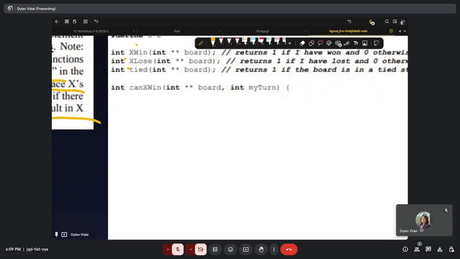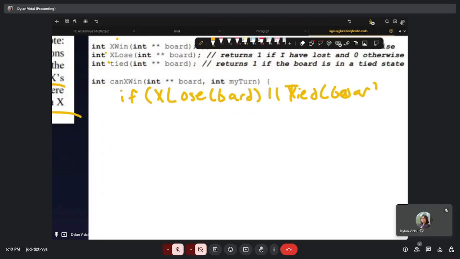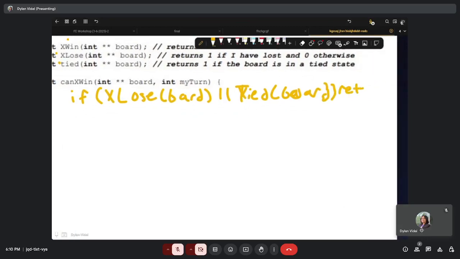What do we need to do when we start a recursive function right off the bat? It should be like clockwork. Base case. So what are our two base cases here? Well, the first one is if we're screwed. So if X loses, or tied. So this is like, hey, we're done. There's nothing we can do here. You're screwed. Let's just back out. So we're going to return 0. Right? Because we're trying to determine can X win.